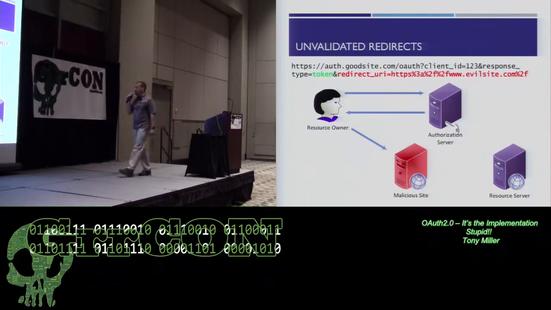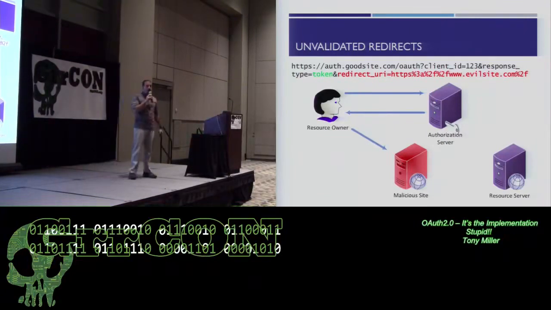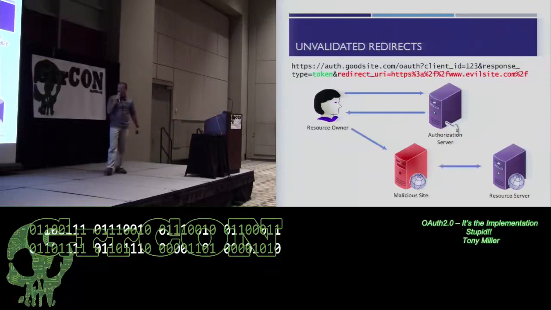So now, after the user has said, yeah, this is great, I want this client to have access, the authorization server sends them to the malicious site, sends along with it the access token, so there's nothing the malicious site has to do with the authorization server. All he's got to do is have some JavaScript there that can get at the DOM, get in there, grab the access token, and now that malicious site is talking to that resource server.